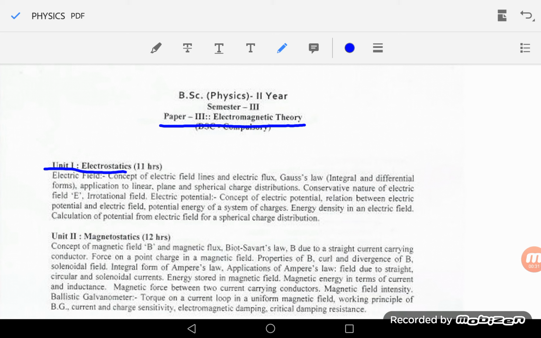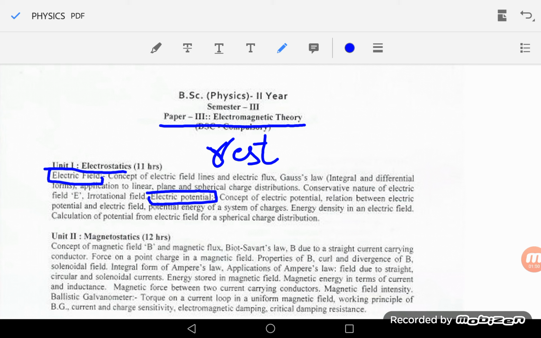Electrostatics is nothing but a study of physics which is related to the electric charges when they are in rest position. So, what does electrostatics mean? The study of electric charges when they are in rest position. In that, the first half is about the electric field and the second half is about the electric potential.